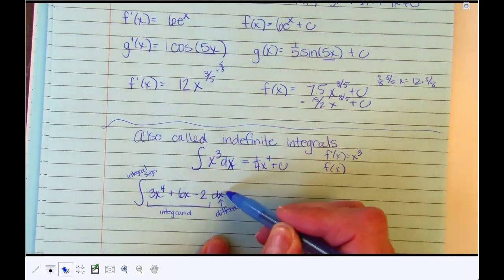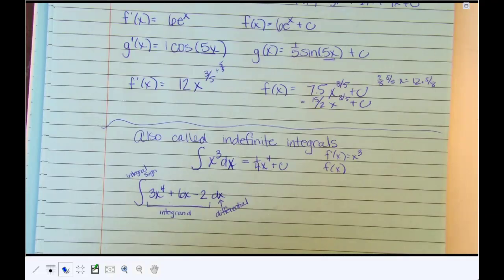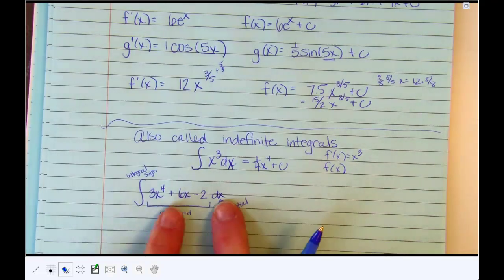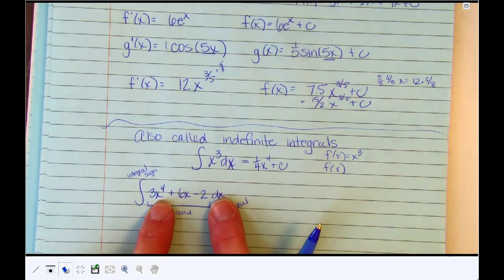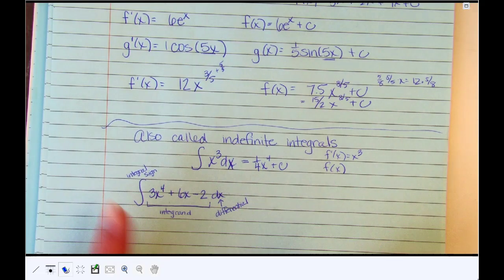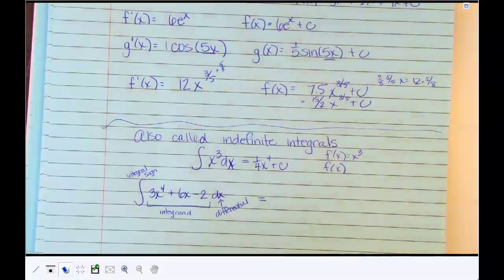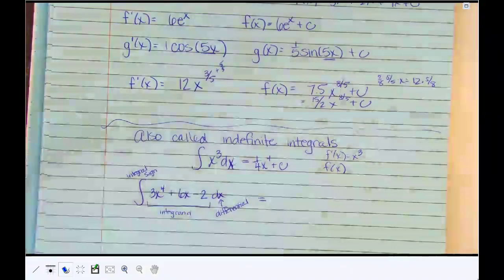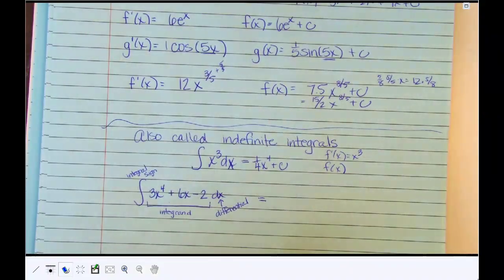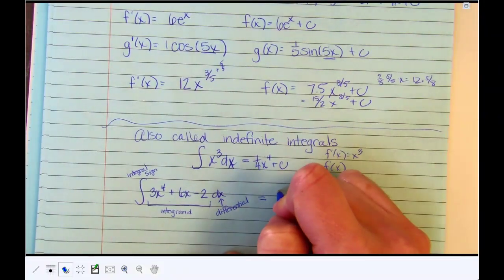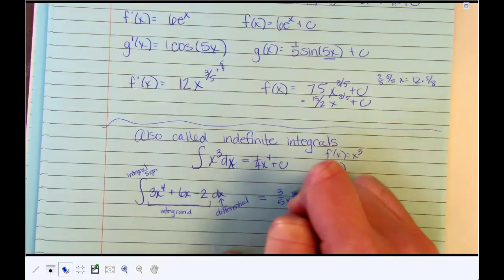This thing here is an important piece. It's going to seem random and little, but it comes back. This variable has to match this variable. If this is a dx, these better be x's. But the answer is just the answer. The dx goes away. Just do the math. What do you get? 3 plus x plus 3x squared minus 2x plus C.